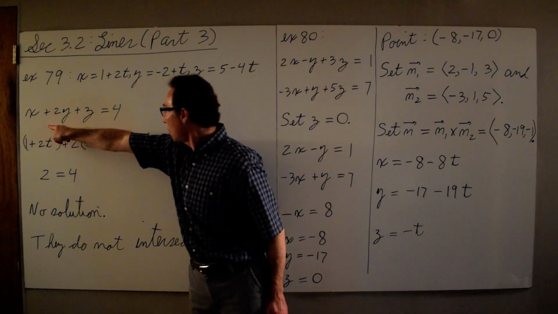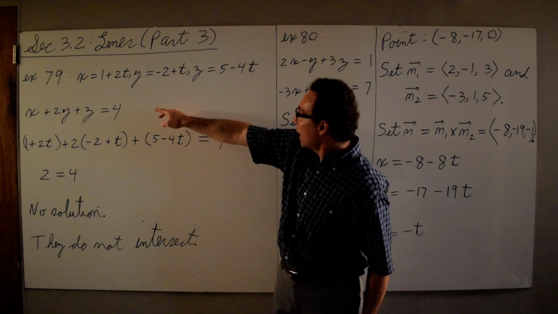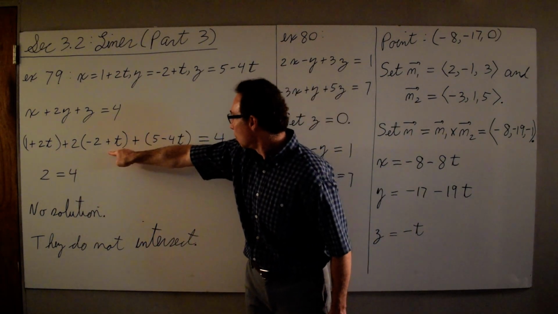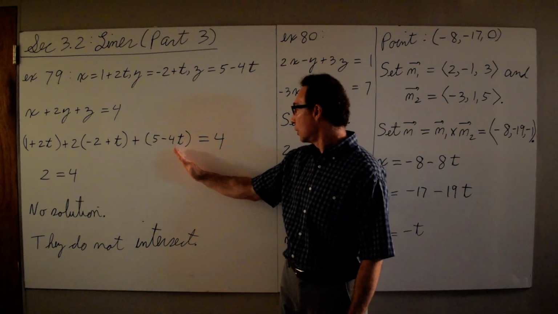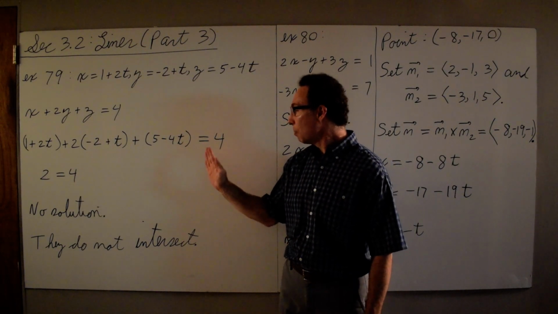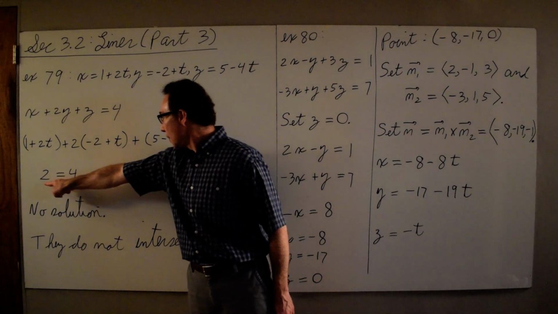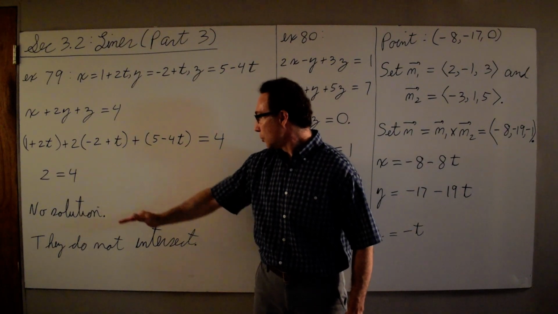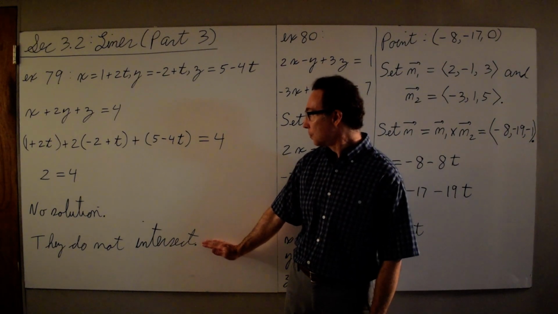Well, we take the equation of our plane, x plus 2y plus z equals 4, and we substitute for x 1 plus 2t. For y, we substitute negative 2 plus t, and for z, we substitute 5 minus 4t. And now we just have a linear equation in terms of t that we solve for. When we solve for this, however, when we combine like terms and simplify, all the t terms cancel, and we end up with the equation 2 equals 4, which is of course a contradiction, which means there's no solution. Since there's no solution, the line and the plane do not intersect.